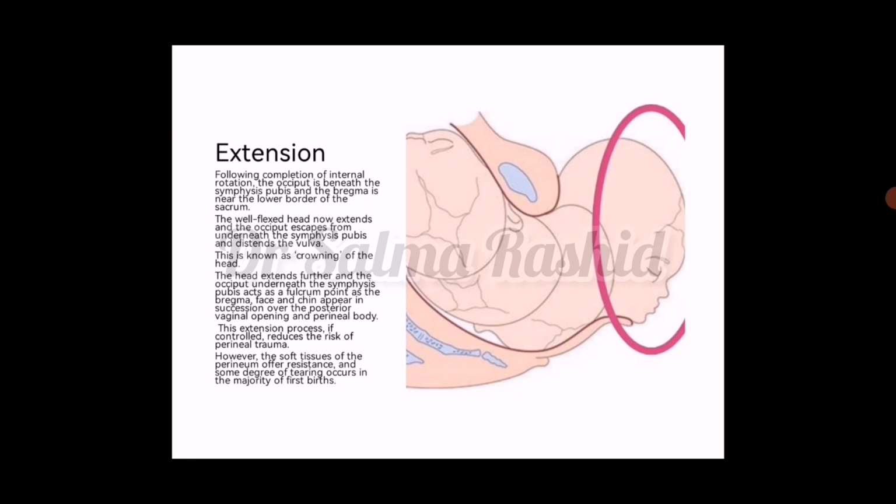The head extends further and the occiput underneath the symphysis pubis acts as a fulcrum as the bregma, face and chin appear in succession over the posterior vaginal opening and the perineal body. This extension process, if controlled, reduces the risk of perineal trauma. However, the soft tissues of the perineum offer resistance and some degree of tearing occurs in the majority of first births. That is why we give episiotomy.